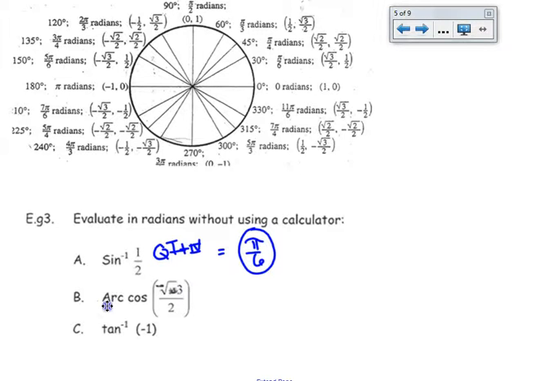Okay, letter B. Arc cosine this time, and I want to know where it's negative square root of 3 over 2. First thing I need to remember, where is cosine defined? What quadrants? Okay, quadrants 1 and 2, right? So I'm only looking in quadrants 1 and 2. And a place where cosine is negative square root of 3 over 2 is right here. 5 pi over 6 is the right answer.